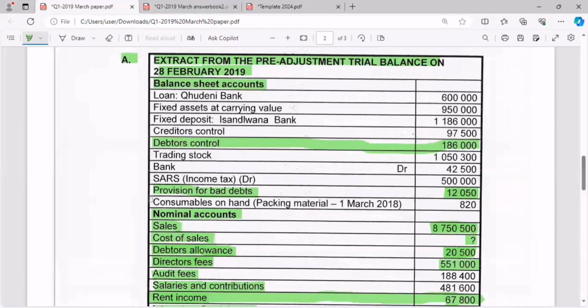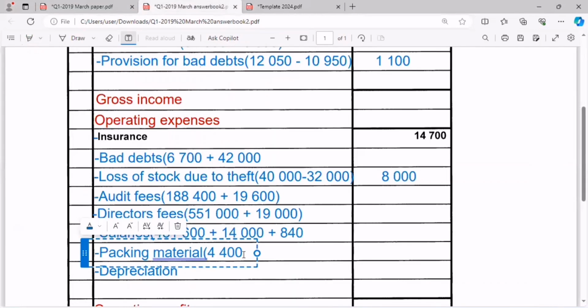So I want to show you. So this is consumables on hand, packing material on the 1st of March 2018, 820. So the bookkeeper forgot to reverse this. So how should this be reversed? We add the 820 that is reversed. So this 820 should be added. So that's how we treat this.